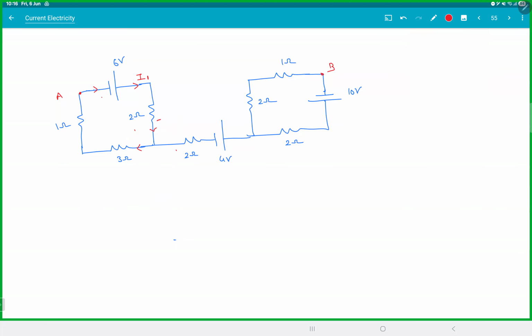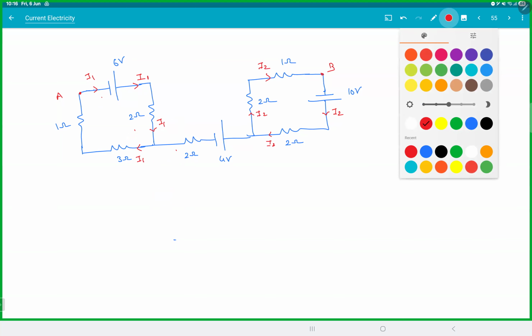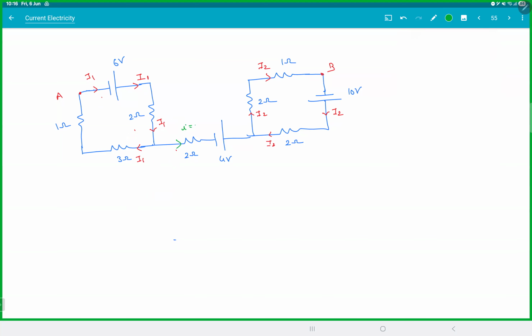So let this current be I1. This is I1, I1, I1. This current is I2, I2, I2, I2. This middle current is 0. So you can see here 1, 3, 2. All three are in series, isn't it? So I1 will be 1 ampere, 6 by 6. I2 will be 2, 2, 1 in series, 5 ohms. So that is 10 by 5, 2 amperes. The two circuits become independent of each other.